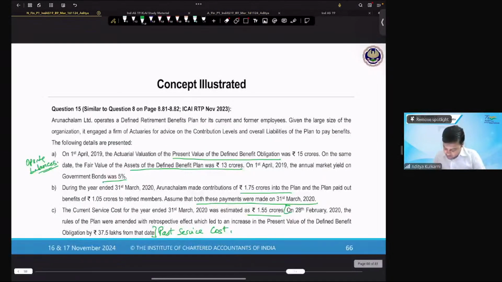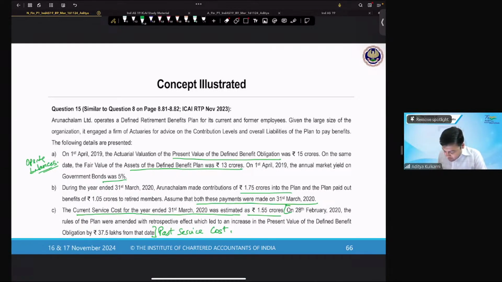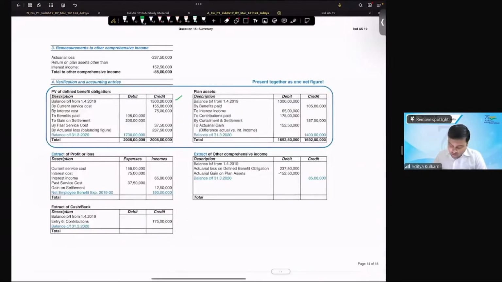And somewhere they have told us the current service cost was estimated as 1.55 crores. So now your current service cost is 1.55 crores. Are we okay with this so far? Current service cost increases the obligation, so credit.